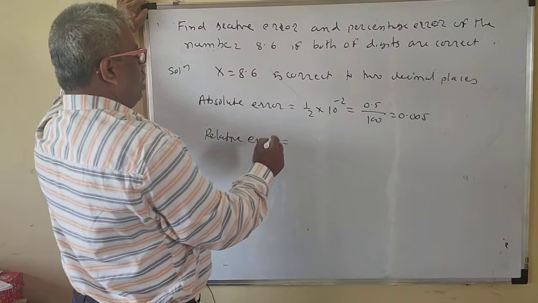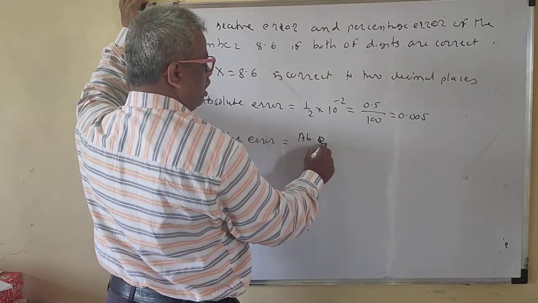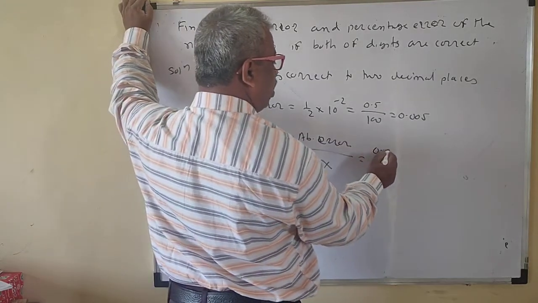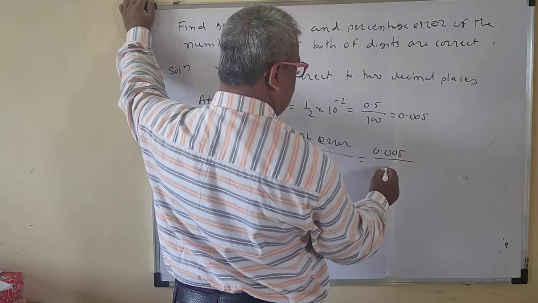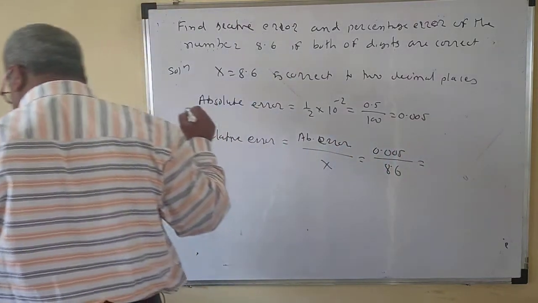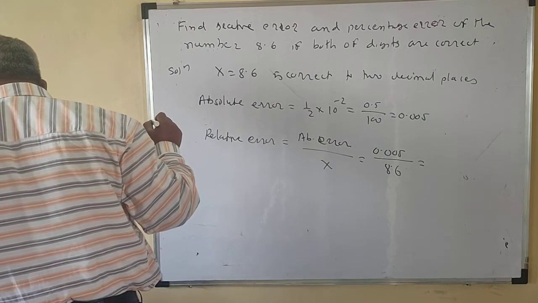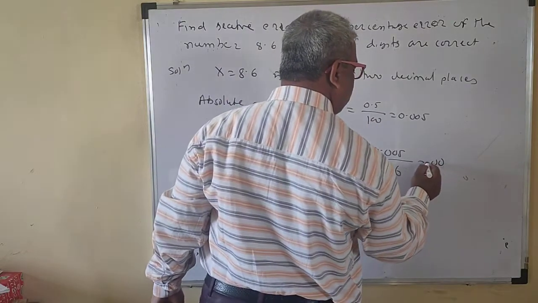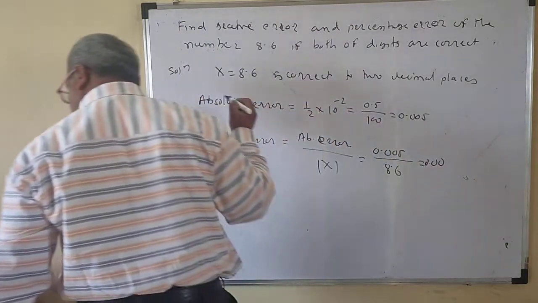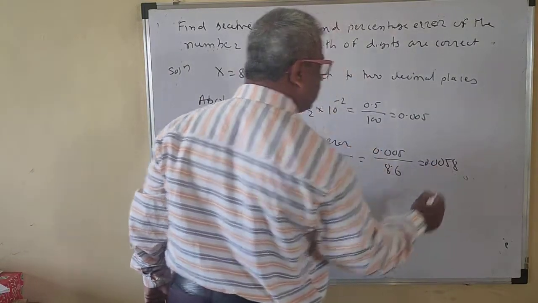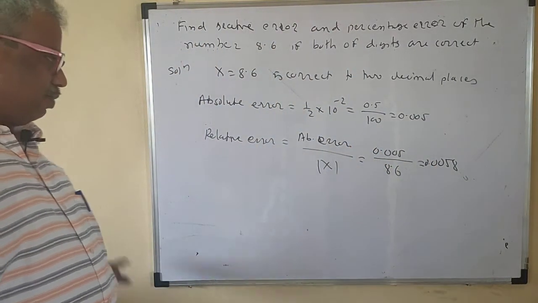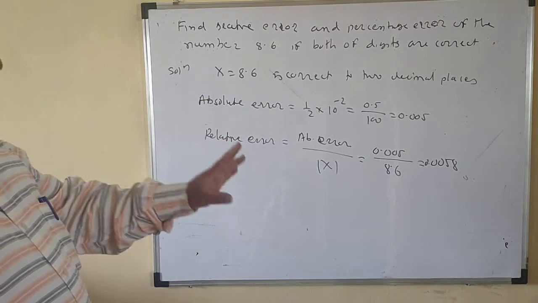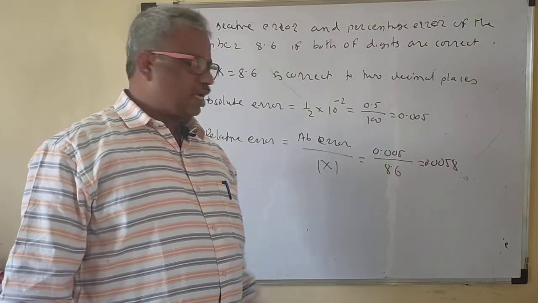So this is what absolute error upon this x. So this is what, 0.005 upon 8.6. So that will be, here mod x you have to take, the 0.58. I don't have a calculator, therefore I am using this book here. So I am just writing whatever value was calculated before. You do your own, and check whether this is correct or not.